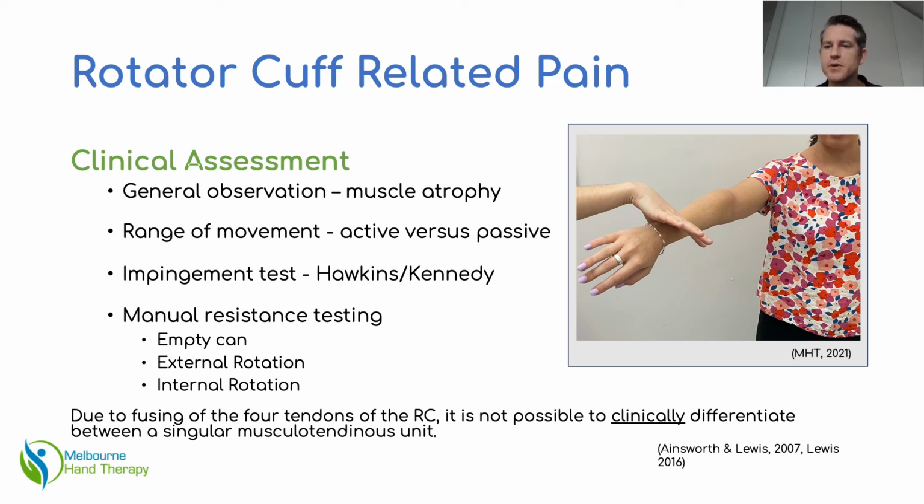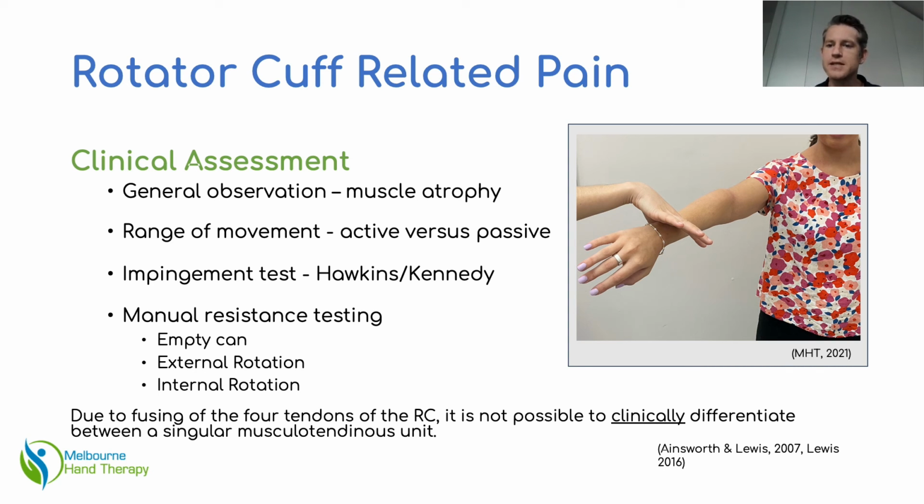Clinical assessment starts with observation and palpation. Marked atrophy is a strong indicator of a rotator cuff tear. Atrophy and fatty deposits in the musculature of the rotator cuff may also show up on ultrasound. If active range of motion is impaired in comparison with passive, it can be indicative of a muscle or tendon issue, including a rotator cuff tear.